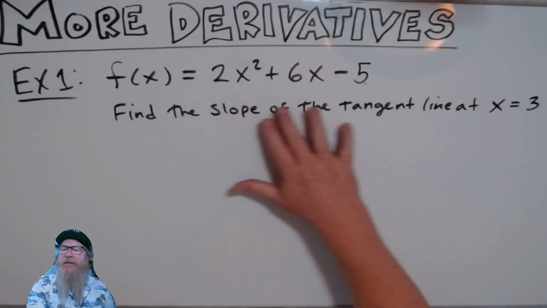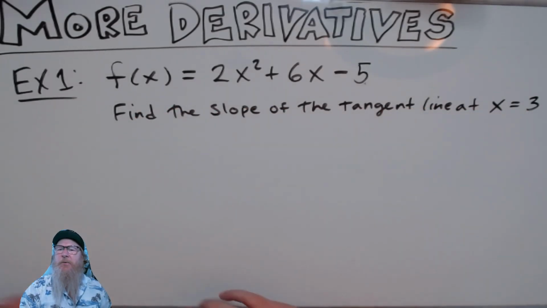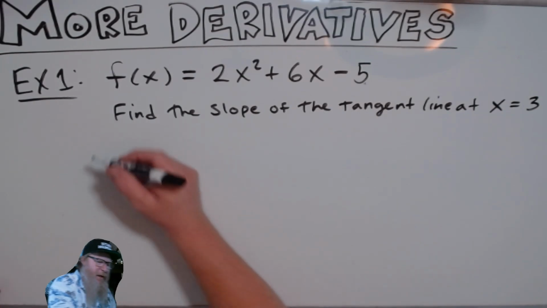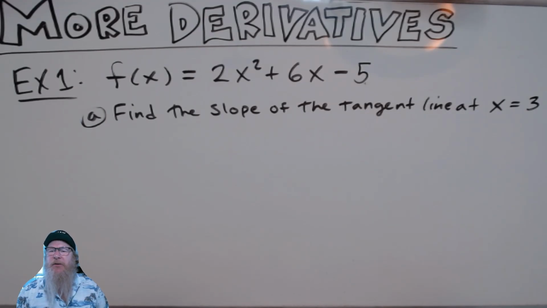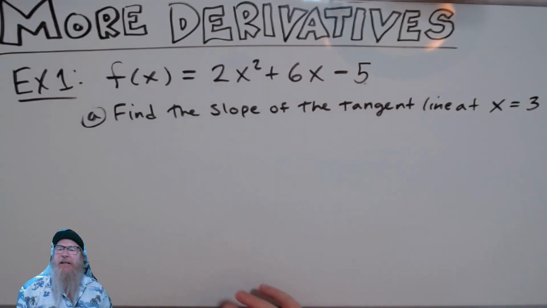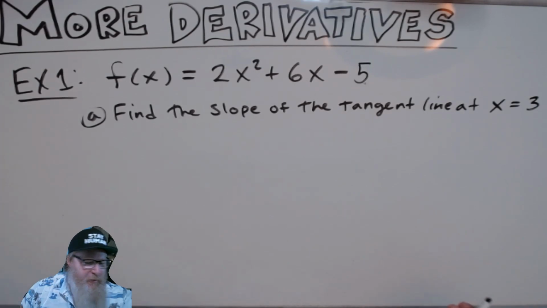So we want to find the slope of the tangent line at x equals 3, and I'm going to call that part A. I do have a part B coming soon. I don't want to waste a lot of this nice clean board that I've prepared here for you on that.